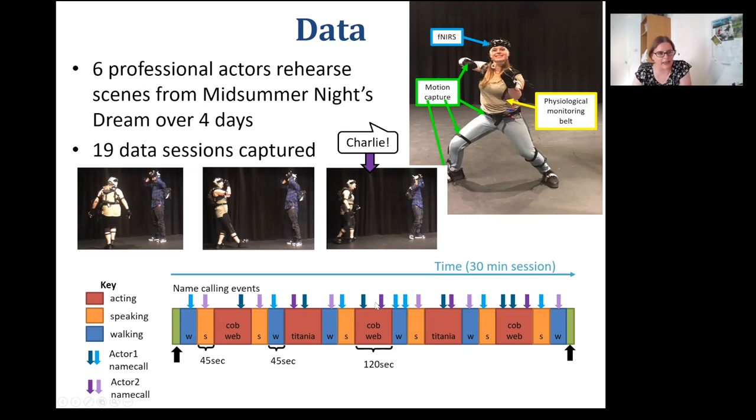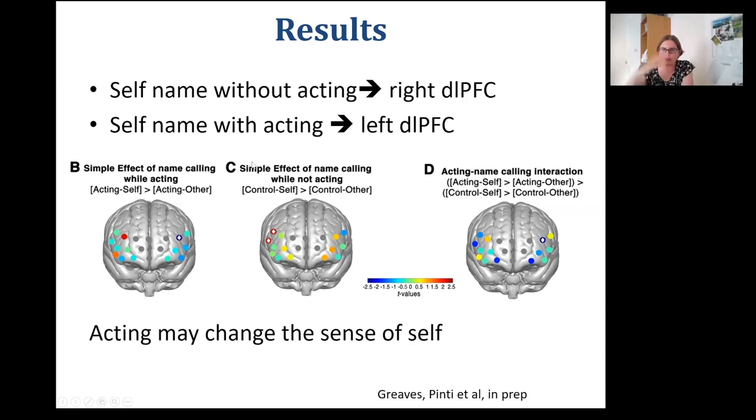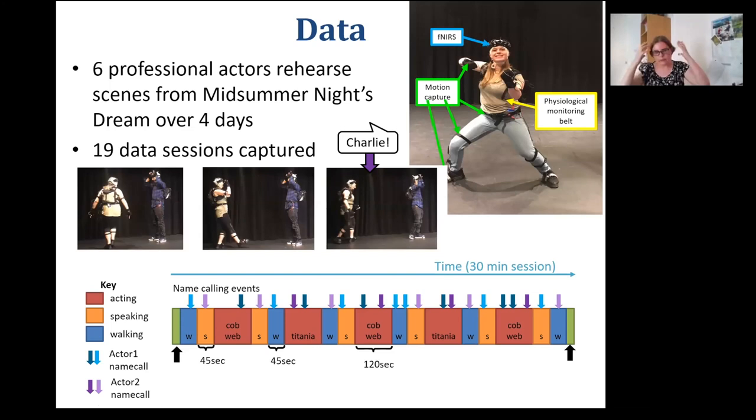We can then use a fairly traditional analysis to ask: what are the brain systems that respond when you hear your own name, but you're not acting? That was giving us the right DLPFC. What about hearing your own name when you are acting? That was giving us the left DLPFC, with a significant interaction between them. Unfortunately, we lost the medial channels, which were the ones we really wanted to get here, because by having people walking and freely moving about, this really is pushing the limits of what you can get from this technology in terms of head motion and things like that.